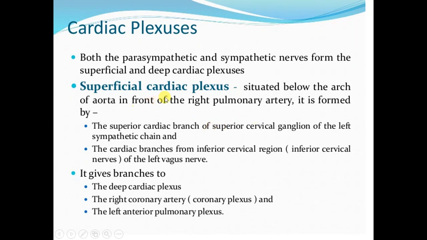The cardiac plexuses are two, a superficial one and a deep one, and they are situated below the arch of the aorta in front of the right pulmonary artery. The superficial one is formed by the superior cardiac branch from the superior cervical ganglion of the left side of the sympathetic chain, and cardiac branches from the inferior cervical ganglion of the left vagus nerve, and it gives branches to the deep cardiac plexus, right coronary artery and left anterior pulmonary plexus.